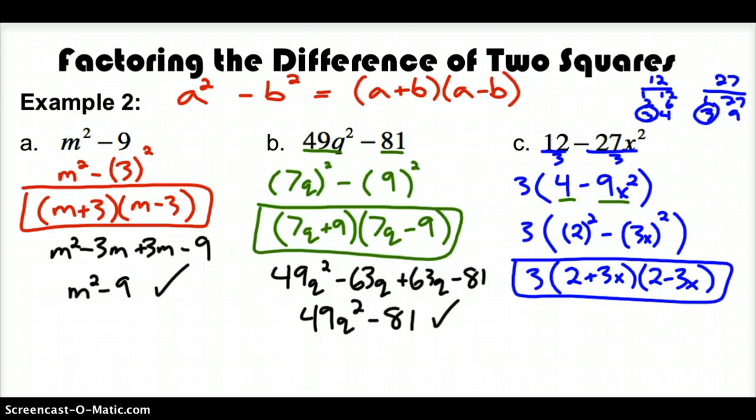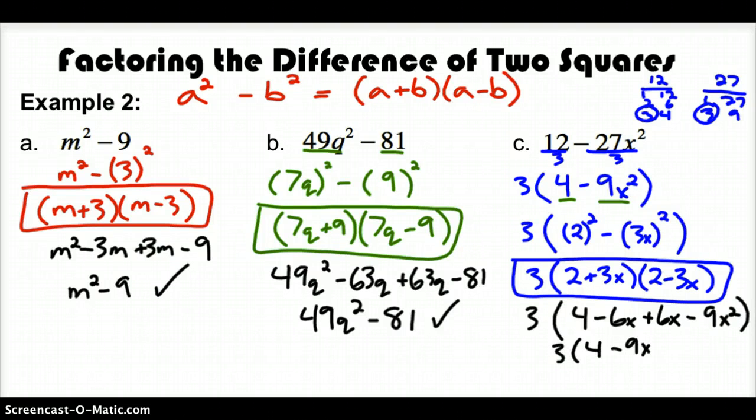So I'll leave the 3 out here for now. First times first will give me 4. My outsides will give me a negative 6x. My inside terms will multiply to positive 6x, and last times last will give me that negative 9x squared. So when I combine like terms here, I'll get 3 times the quantity 4 minus 9x squared. And then finally when I distribute my 3 here, I'll get 12 minus 27x squared. So I know that my answer is correct.